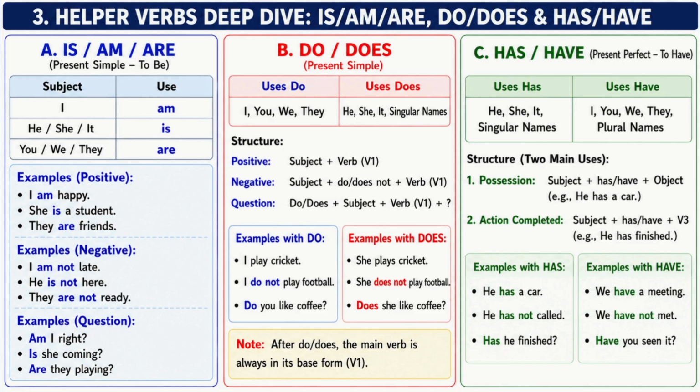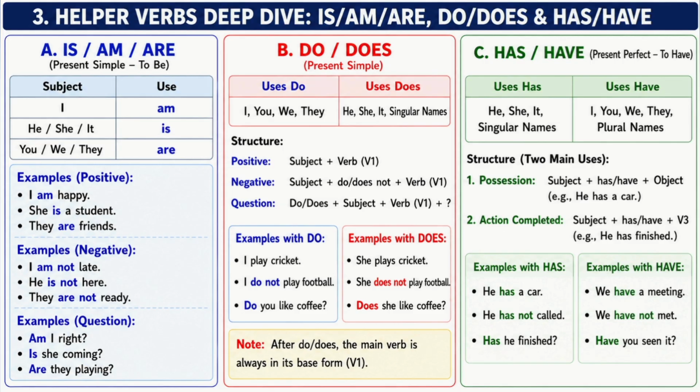Our third group of helper verbs is has and have, which represent the present perfect tense, or are used to show ownership. These helper verbs serve two completely distinct structural functions. Has is used exclusively with he, she, it, and singular names, while have is used with I, you, we, they, and plural names. The first structural use is possession, where the formula is subject plus has or have plus the object. This denotes ownership, as seen in the examples, he has a car, and we have a meeting.